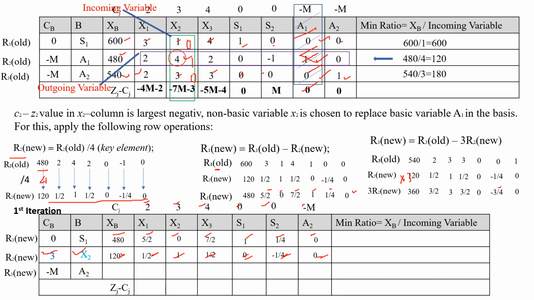So we have to make R3 new equal to R3 old minus 3R2 new, which means 540 minus 360 becomes 180. 2 minus 3 by 2 becomes 1 by 2. 3 minus 3, 0. 3 minus 3 by 2 becomes 3 by 2. So 0 minus 0, 0. 0 minus of minus 3 by 4, 3 by 4. 1 minus 1, 0. So these elements we have to enter in the R3 row in the new simplex table.